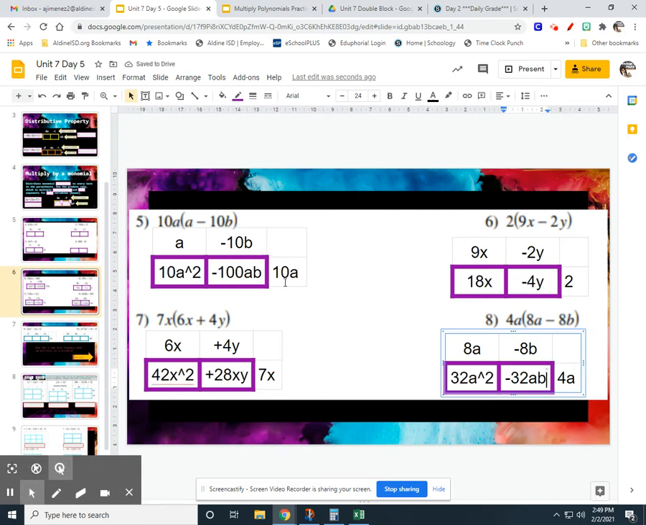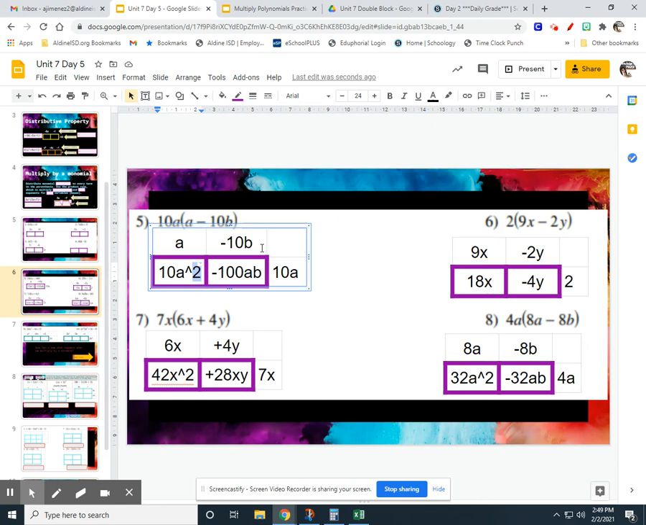All right, so 10 times 1 is 10. A times A, you add the exponent, so that's how I got a 2. Negative 10 times 10 is negative 100. Both of these two are not the same base. Because they're not the same base, we bring them both down. And it's always the first alphabetical letter first and then the second. So A, B. Number 6. All we did was multiply each coefficient by 2 and bring down the variable because there was no variables to multiply.